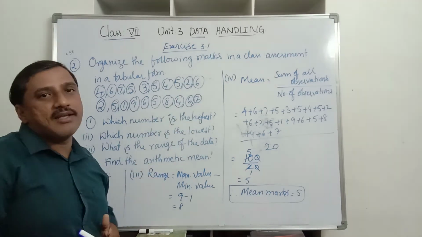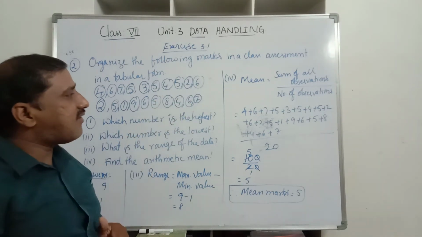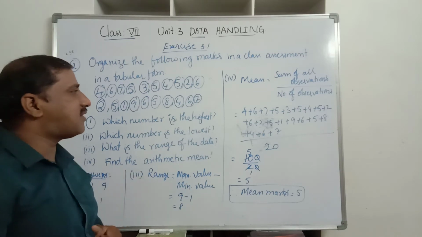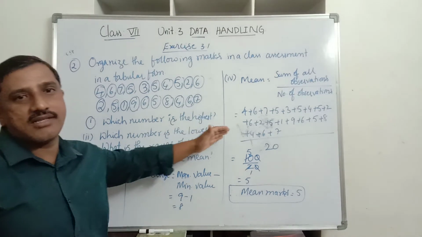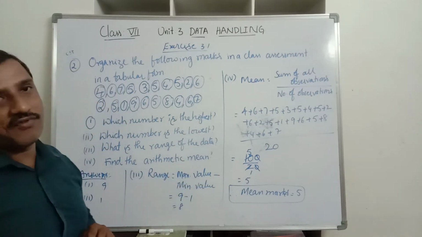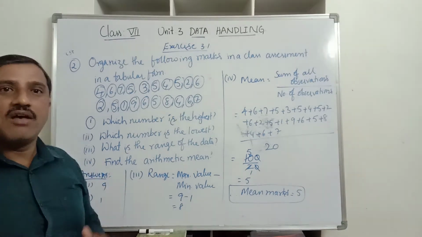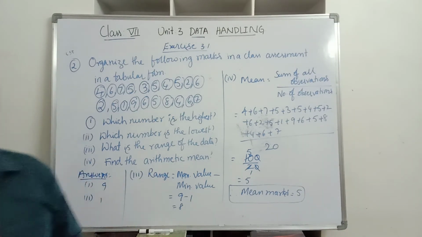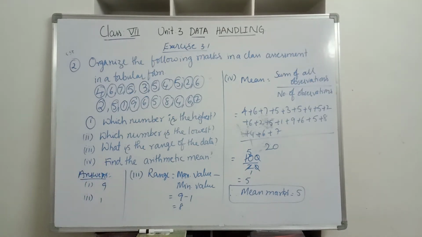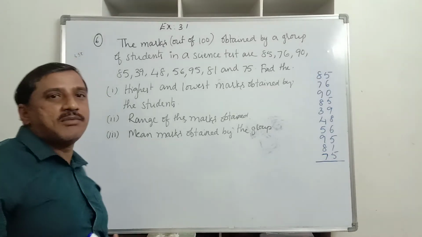So how to find the mean of the given data? The formula is the sum of all observations divided by the number of observations. Add all the observations, then divide by the number of observations. We get the mean as 5. Is it clear, children? How to find mean and how to find range? We will discuss one more sum. Now we will discuss exercise number 3.1.